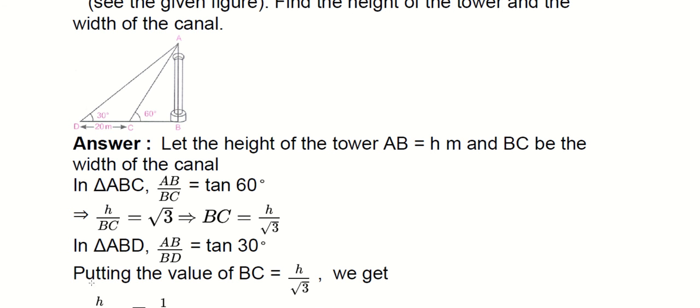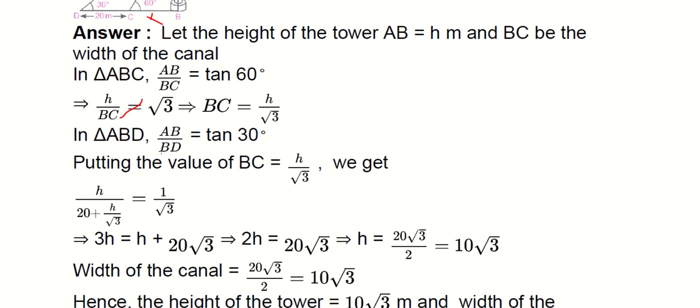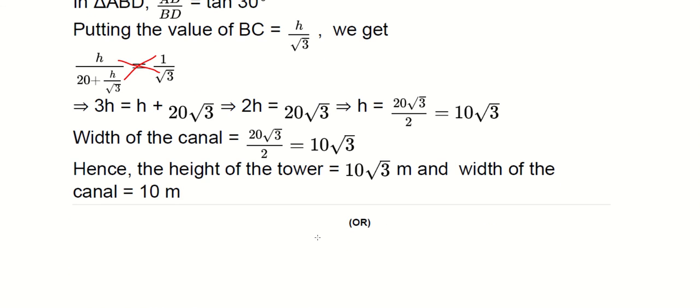So the BC value is coming as H by root 3. Then for the triangle ABD, the opposite is H, okay, and the adjacent is X plus 20. H by X plus 20 equals tan 30. And then the X value you already know, H by root 3. Then take LCM and cross multiply, whatever method you know. Bring this side and this to that side. Then take H by root 3 to one side, then take H common. After that H bracket 1 minus 1 by root 3 comes, then simplify that part.